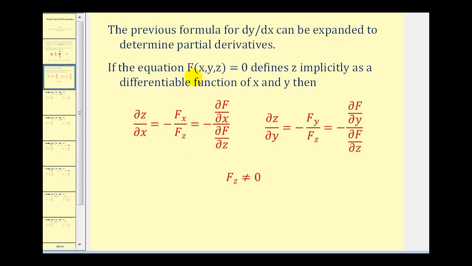If we have an equation f of x, y, z equals 0, which defines z implicitly as a differentiable function of x and y, then the partial derivative of z with respect to x is equal to the opposite of the partial derivative of f with respect to x divided by the partial derivative of f with respect to z, and the partial derivative of z with respect to y is equal to the opposite of the partial derivative of f with respect to y divided by the partial derivative of f with respect to z, as long as f_z does not equal 0. We're not going to show where this formula comes from in this video, but we are going to look at several examples.